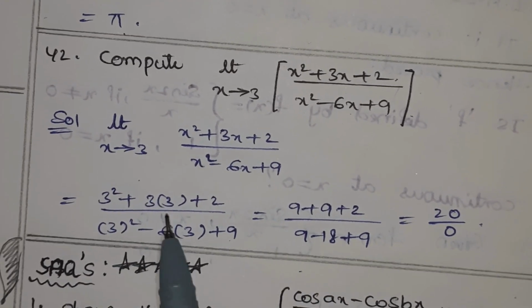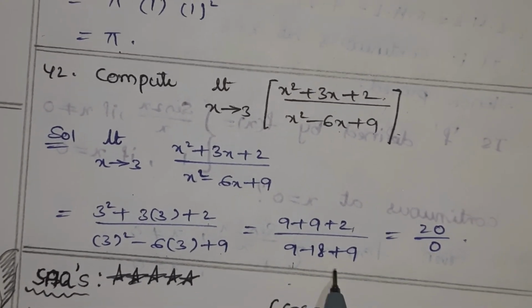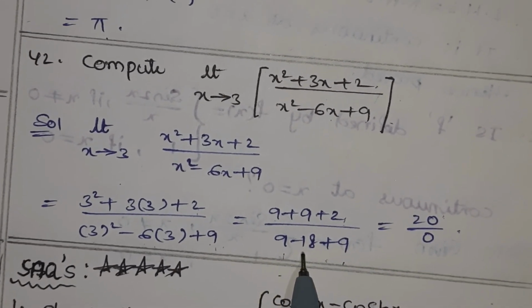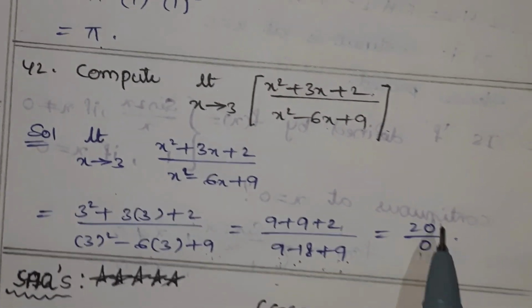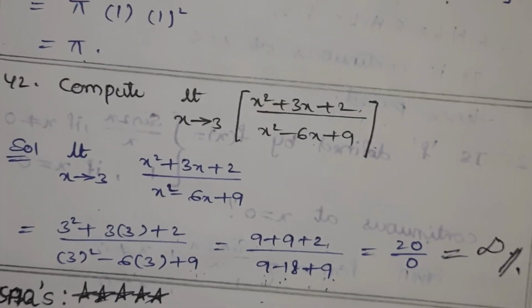So 3 square is 9, 3 threes are 9, 2 as it is; in the denominator 3 square is 9, 6 threes are minus 18, plus 9. So the numerator is 20, and the denominator is what? 9 plus 9 is 18, 18 minus 18 is 0. Anything by 0, the answer is infinity. Infinity also can be possible.